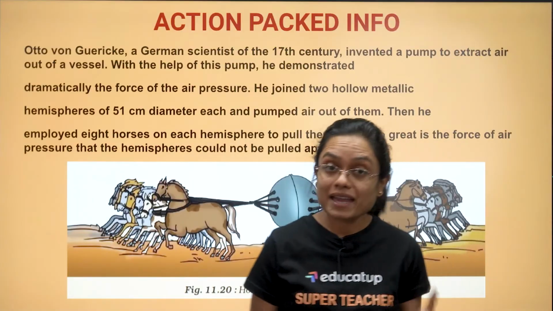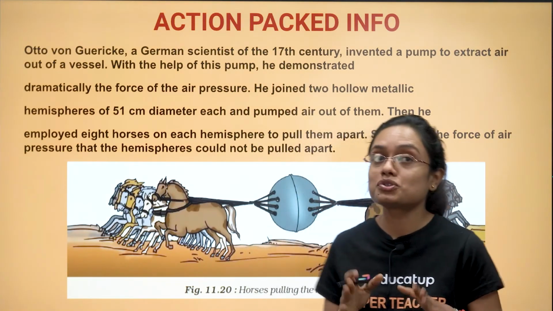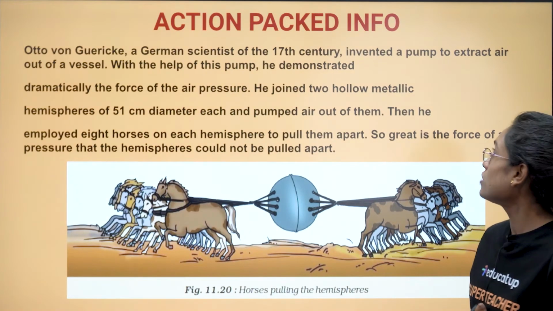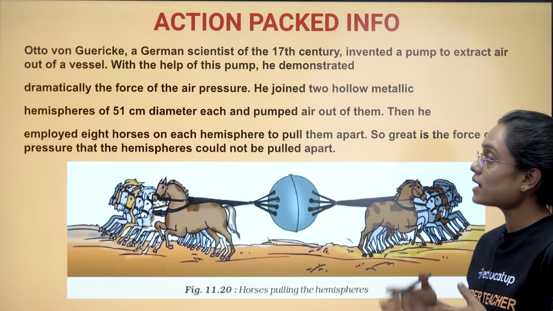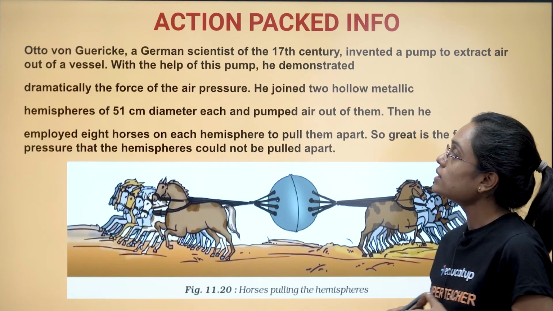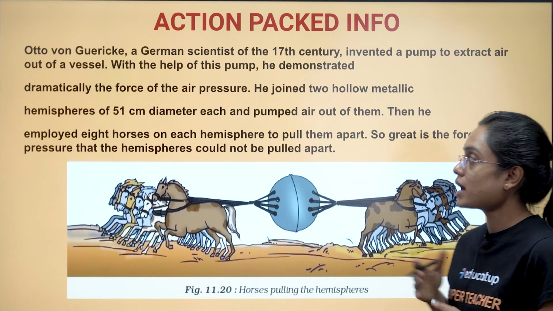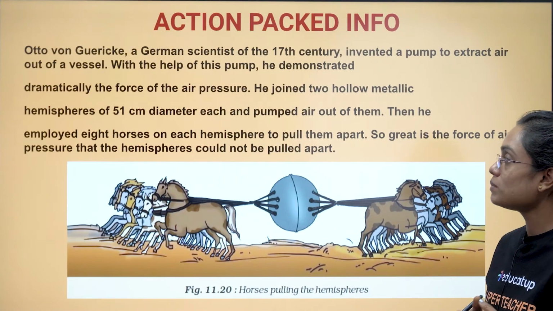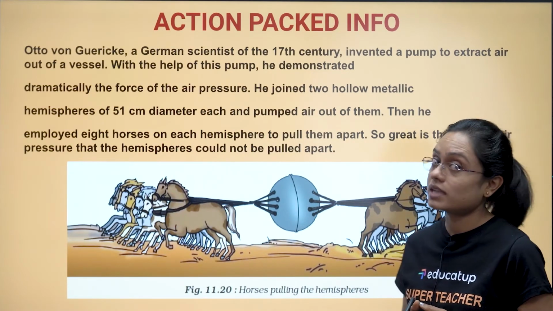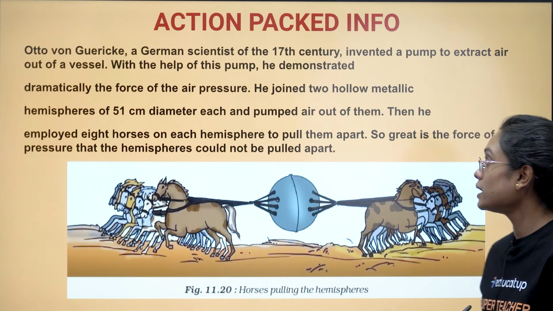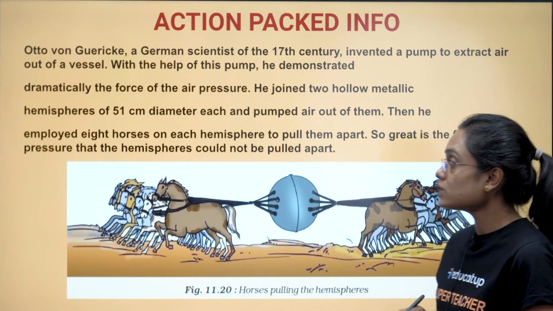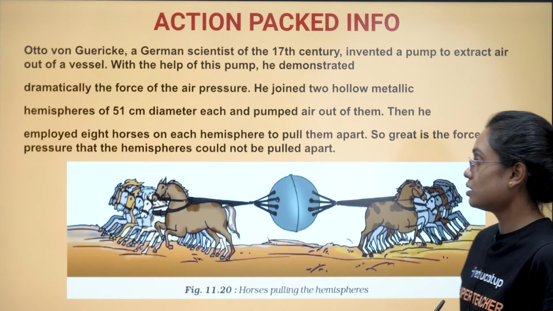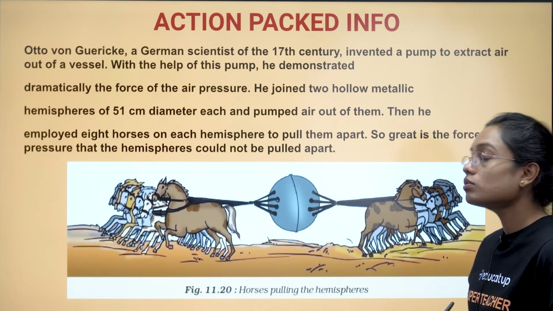Now, action-packed info, guys, and something very interesting. You should know that. Otto von Guericke, a German scientist of the 17th century, invented a pump to extract air out of a vessel. With the help of this pump, he demonstrated dramatically the force of the air pressure. He joined two hollow metallic hemispheres of 51 centimeter diameter each and pumped air out of them. Then he employed 8 horses on each hemisphere to pull them apart. So great is the force of air pressure that the hemispheres could not be pulled apart.